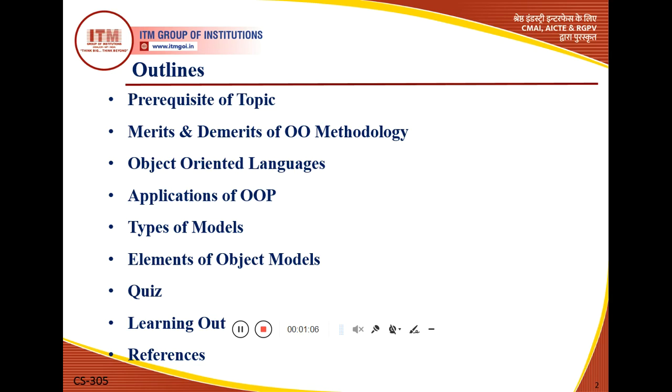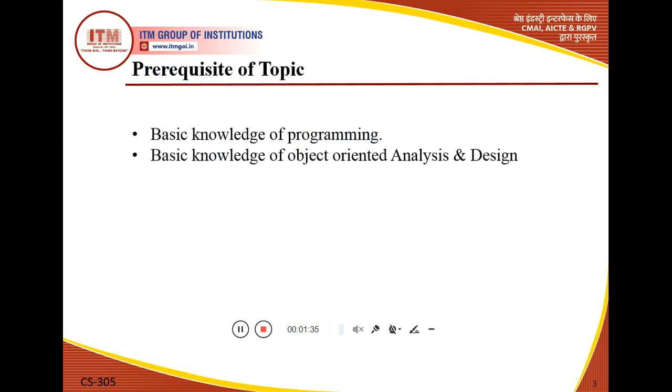Types of models. Basically there are multiple types of models, but according to the RGPV syllabus, only the object model is defined in your syllabus. Elements of object model is the next topic of unit 1, and after completing these topics, we will cover the quiz questions and learning outcomes. And the last topic is differences.